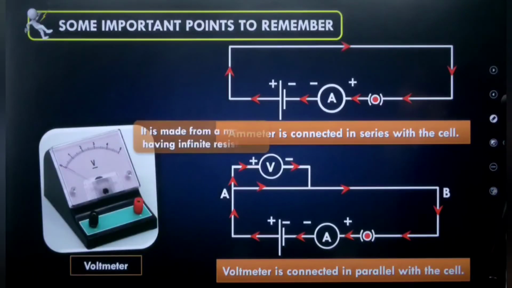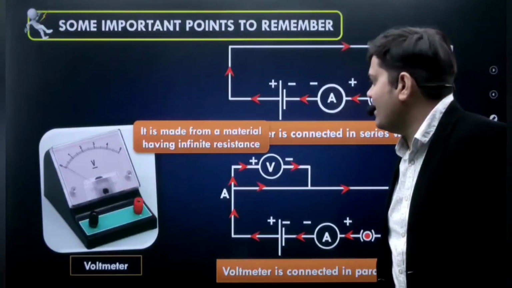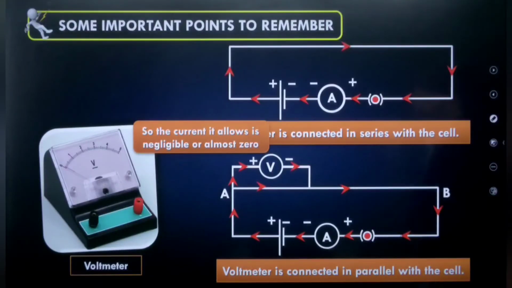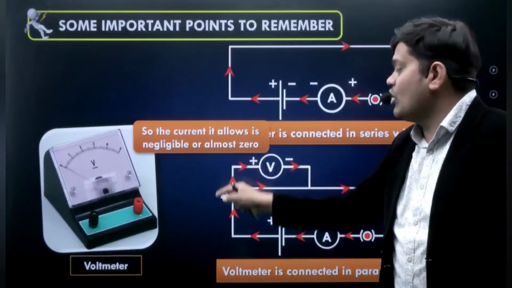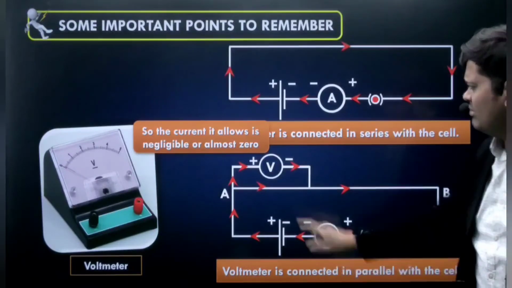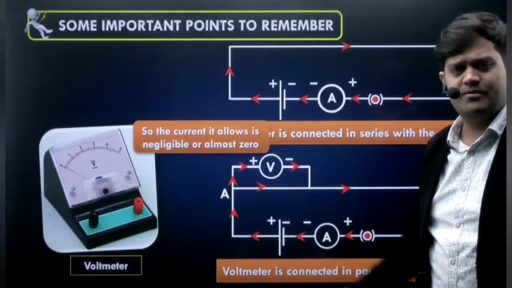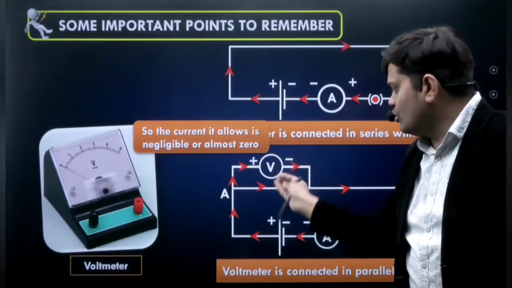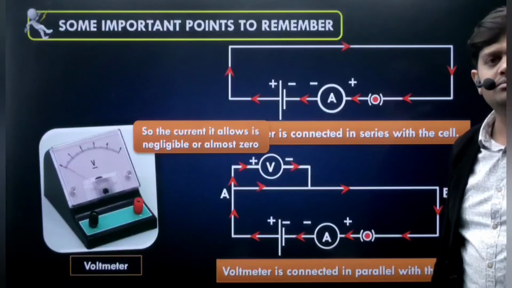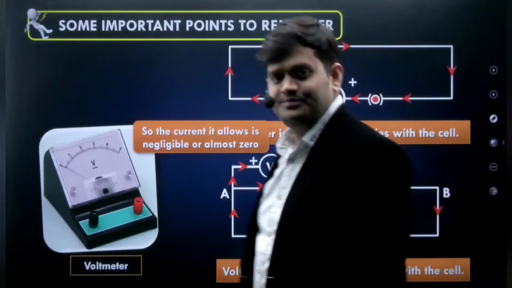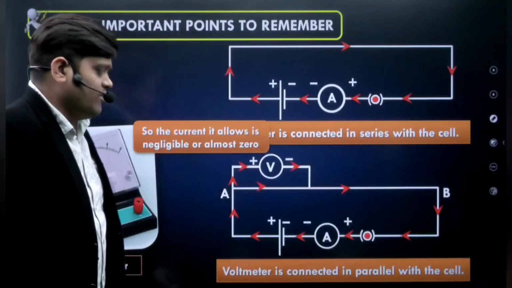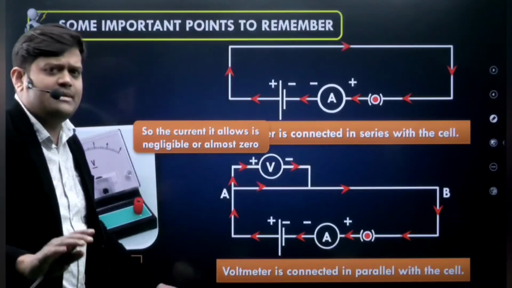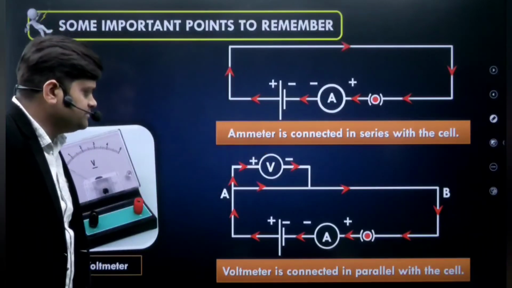The next one is, it is made from a material having the infinite resistance, right. So the current allowed is negligible or almost zero, okay. And if there is a current almost zero, so complete current is flowing in the circuit, what we want. So our aim is completed when we connect in parallel, okay my dear.